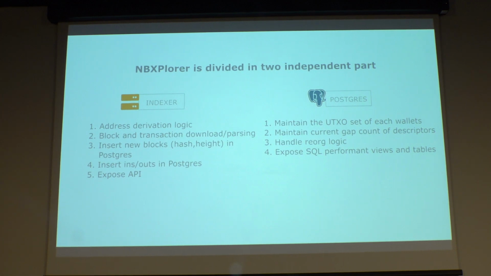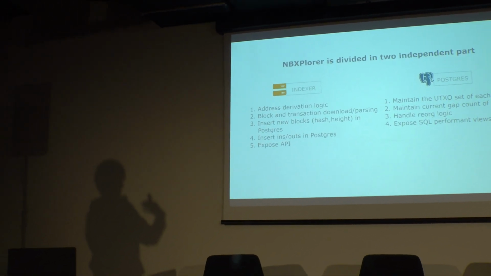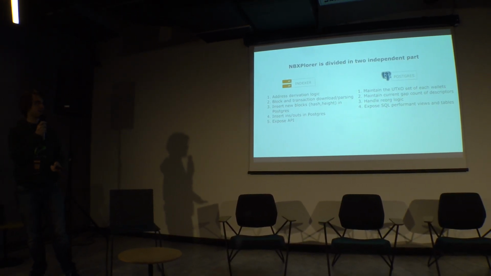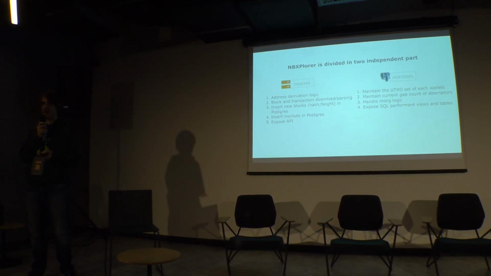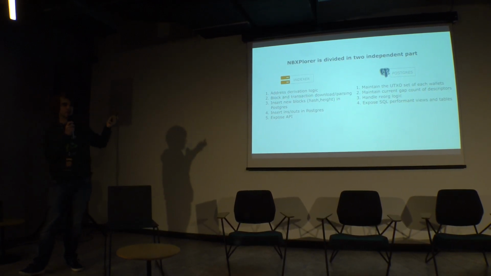Postgres is handling lots of logic, for example, transaction matching and everything. Postgres maintains a UTXO set of each wallet. It maintains the current gap count of descriptors, so your indexer can query it and see, okay, now I need to derive more addresses to track. And it exposes lots of very performant SQL views that are useful for anything that you build on top.